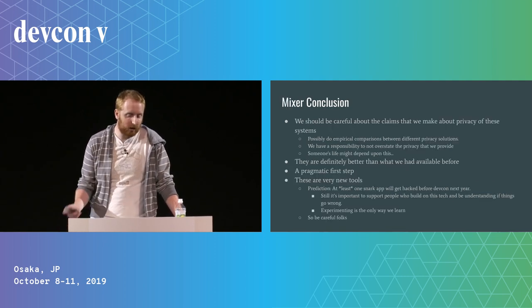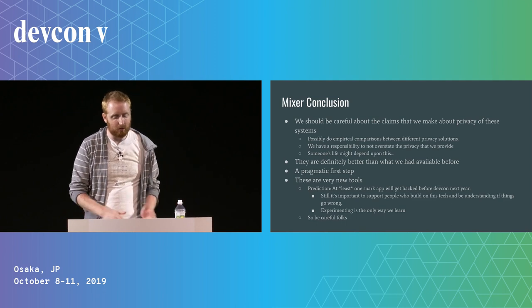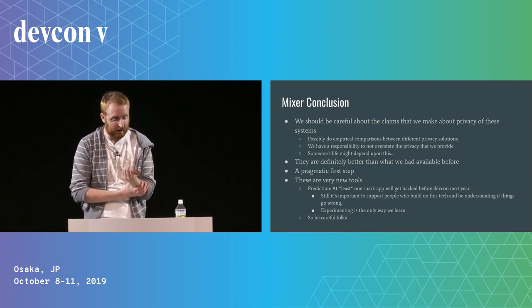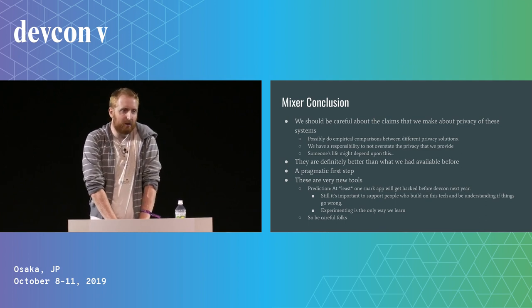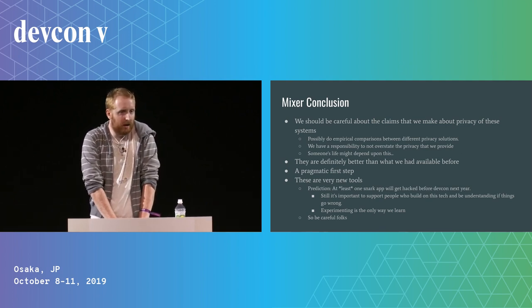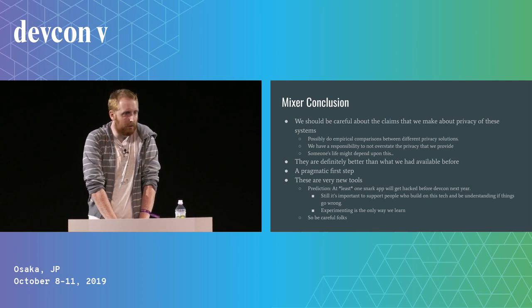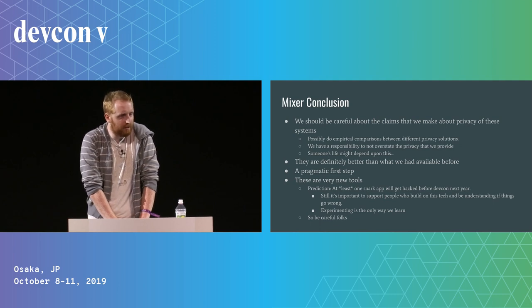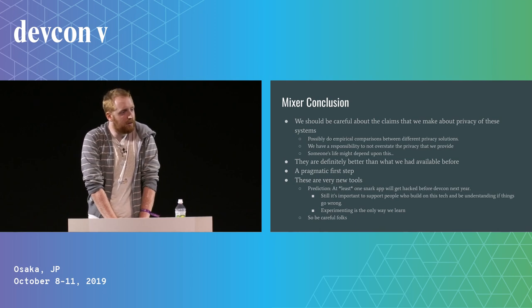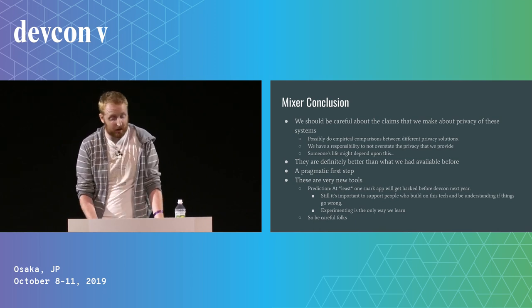Okay, so conclusions about the mixer. First of all, I think we should be really careful about the claims that we make about these systems. I feel like we have a responsibility to be honest and fair with other people when we talk about the privacy guarantees that we provide, because maybe someone's life might depend on the security or the privacy provided by these mixers, and I think it's really important that we're upfront with people about the guarantees that they get.